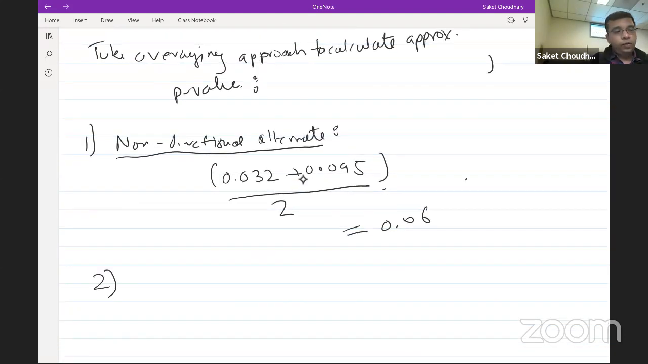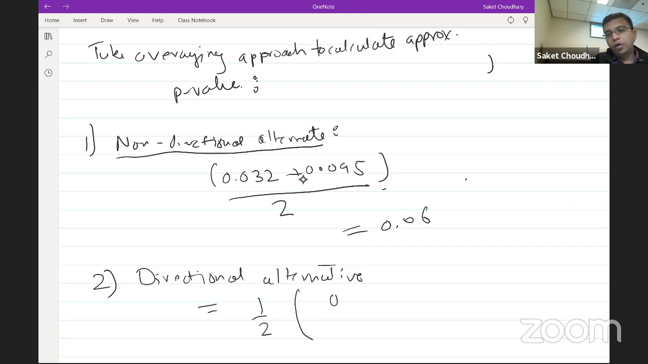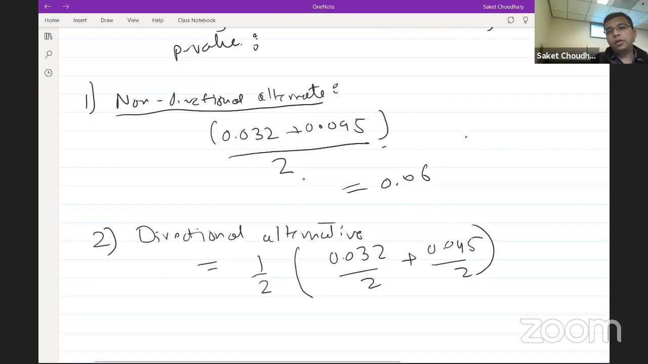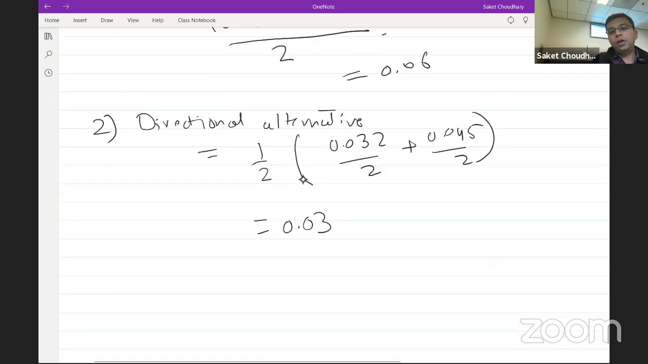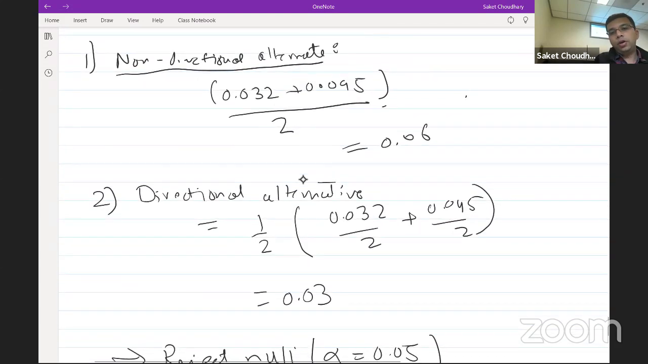Okay, this was assuming your thing is non-directional. But we are also asked, can you reject the directional alternative hypothesis? Now in directional alternative, my bracket to start off with is half of this bracket already. So I would have half the p-values already. So this will essentially equal half of 0.032 plus half of 0.095, and that translates to 0.03. So you can reject the null at alpha equal to 0.05, but you cannot in this case.